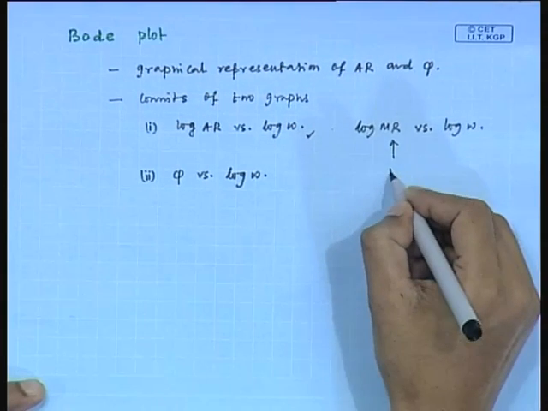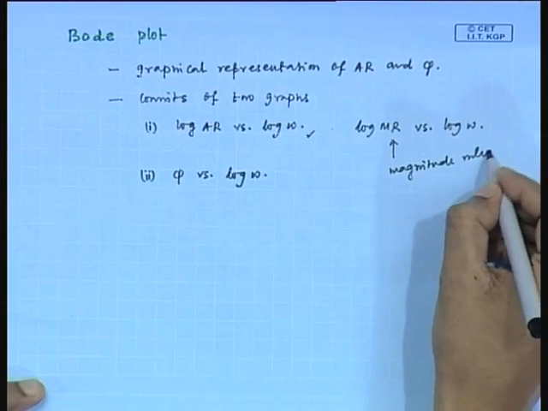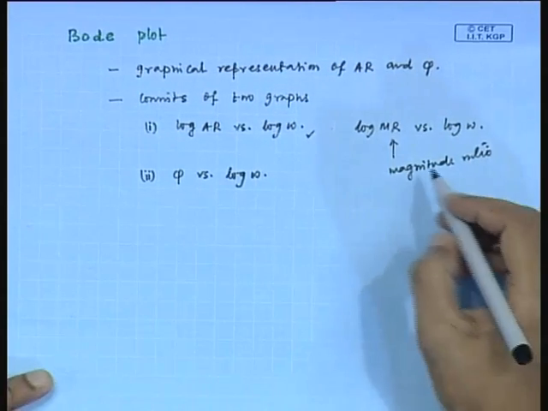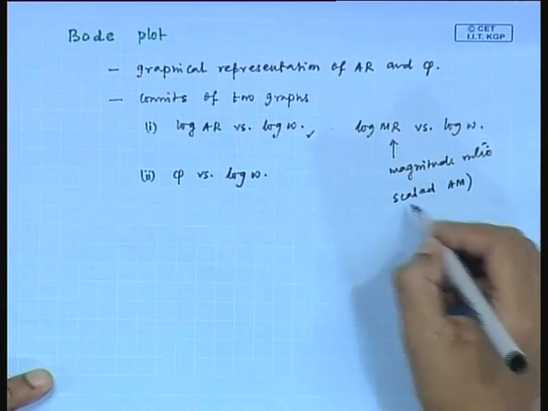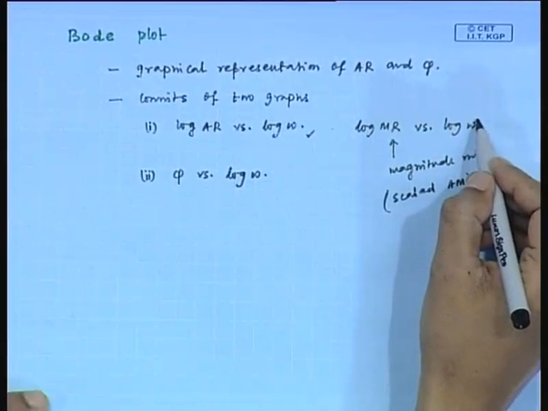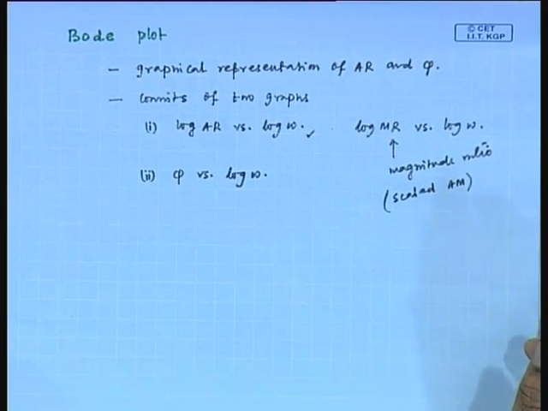This is magnitude ratio. It is nothing but the scaled amplitude ratio. This is scaled amplitude ratio, and it is interesting to mention also that this omega is also sometimes multiplied by some scaling factor. So, those things we will discuss in different cases, different way.